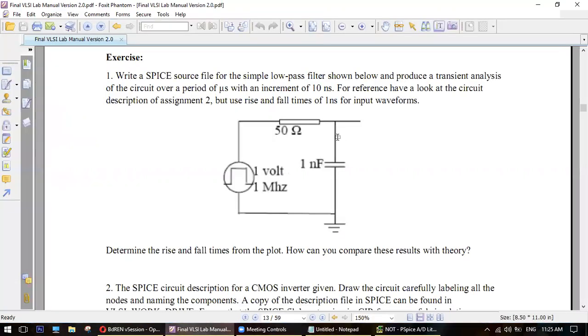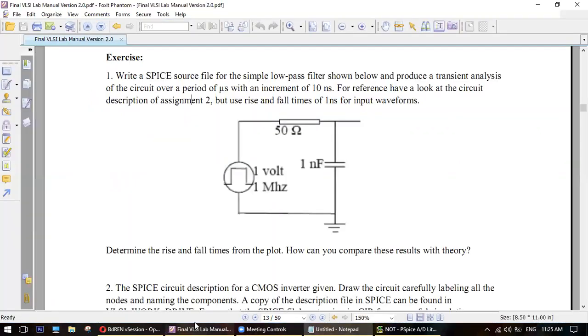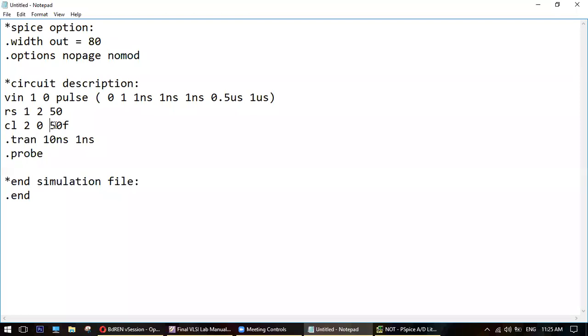Then we have a capacitor. Here it was 2, here it was 0. So in between 2 and 0, we have a capacitor that is 1 nanofarad. So I'm going to write it here. In between 2 and 0, not 3 and 0. It is 1 nanofarad, so I will write 1 n, only 1 N. That's it.